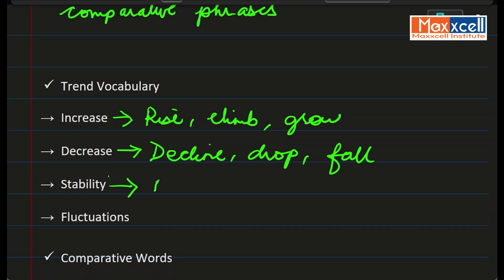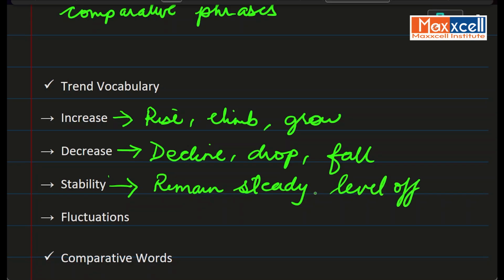Stability can be remain steady, and you can say level off. And for fluctuations, you can always use words like vary, or be inconsistent.